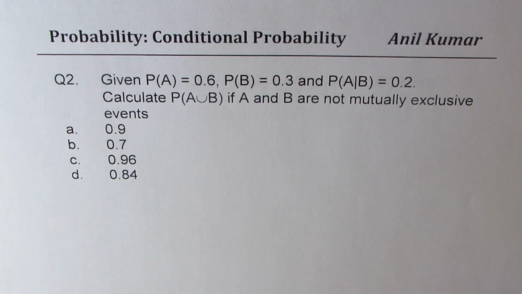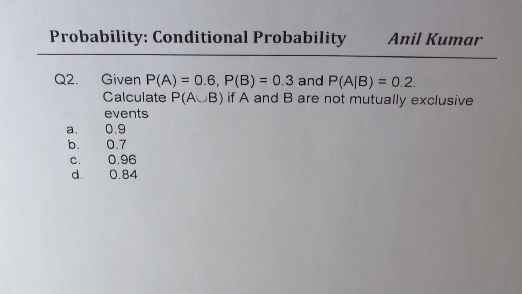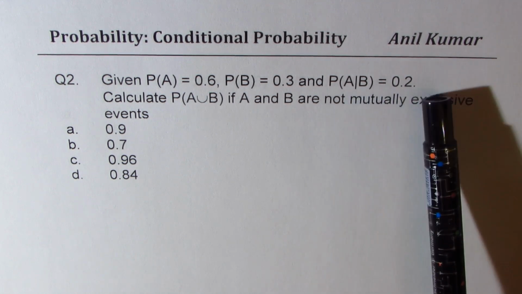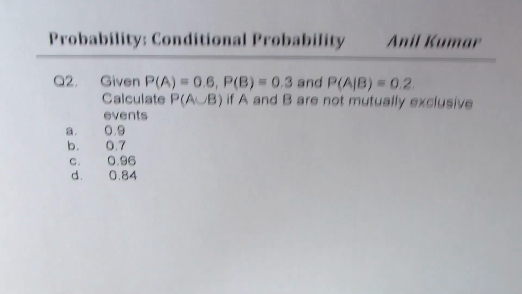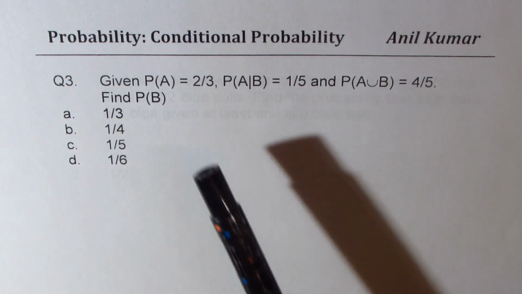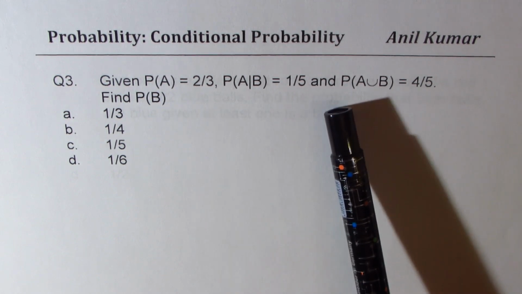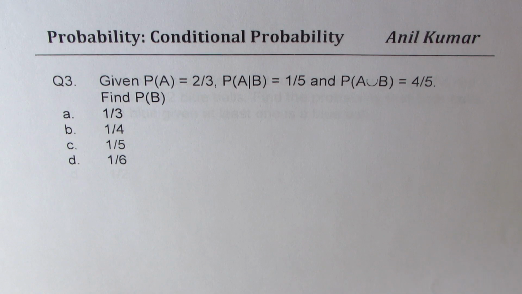Then we have question number 2, where we are given probability of event A, probability of event B. We are given conditional probability of A when B happens, and we need to calculate the probability of A union B. Question number 3 is we are given probability of A when B happens, and this time we are given probability of A union B. We need to find probability of event B. So that way it will give you good practice on this topic.